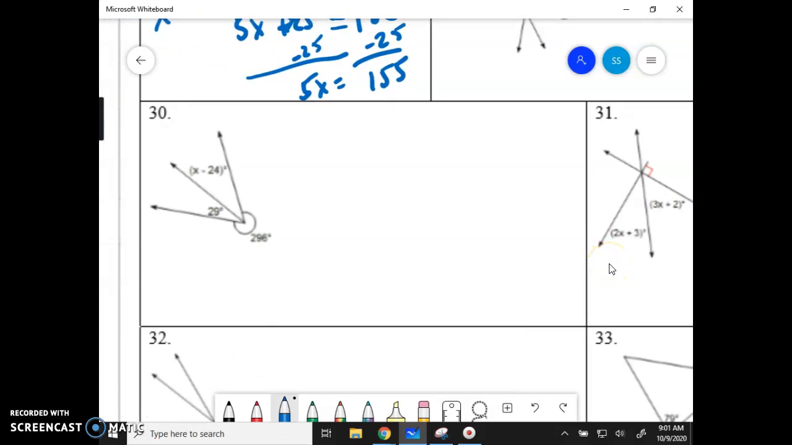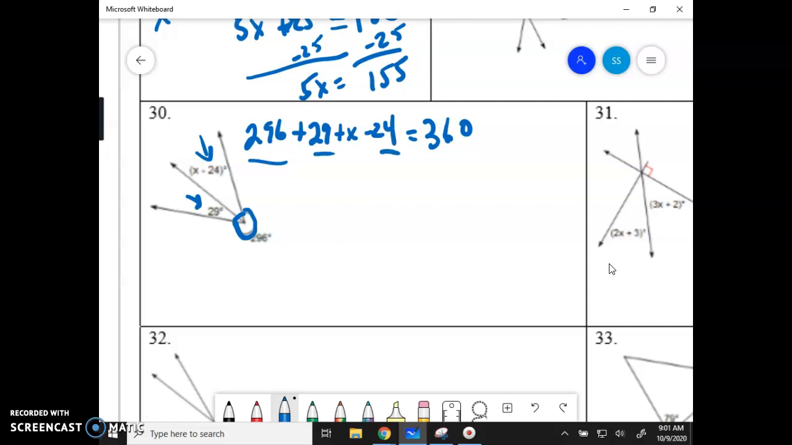30. I'll solve this one just a little bit differently than I did the other one. We could say that all the way around is 360. So if we add up the angles, the big angle, 296, plus 29, this angle, plus this angle, x minus 24, we could set it up like this, combine these like terms, and then solve for x. Either way is fine, so you guys can solve that equation.